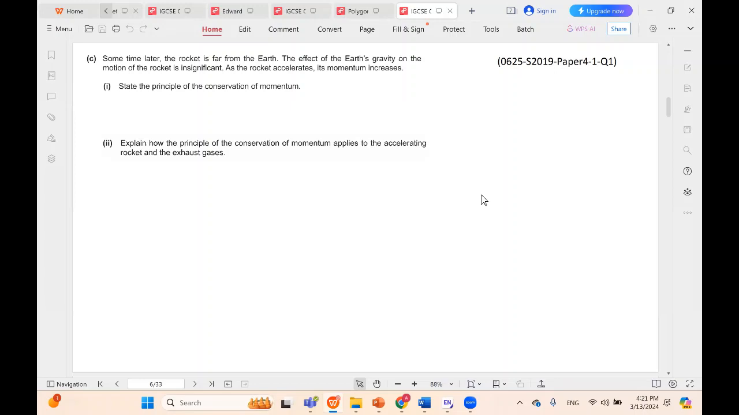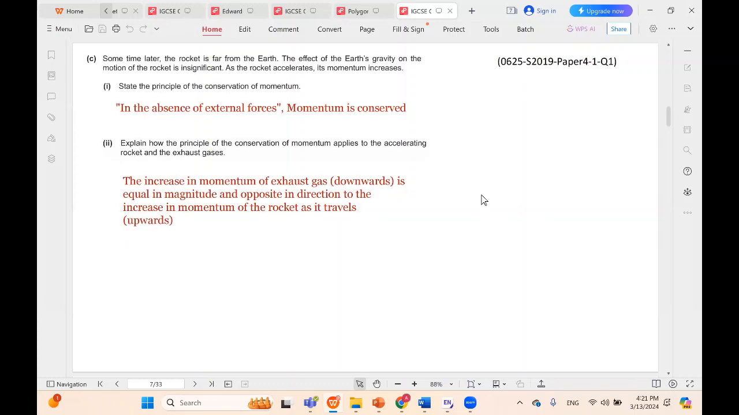State the principle of the conservation of momentum. So the idea that momentum is conserved, of course, this is the principle of conservation of momentum, but you cannot just say momentum is conserved. You have to say that as long as there are no external forces affecting the system. So it has to be what we call a closed system. In a closed system, momentum is conserved.